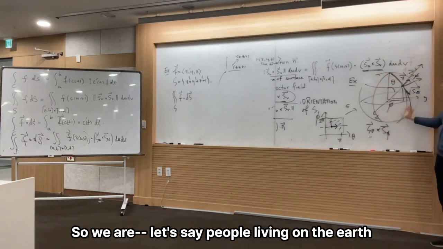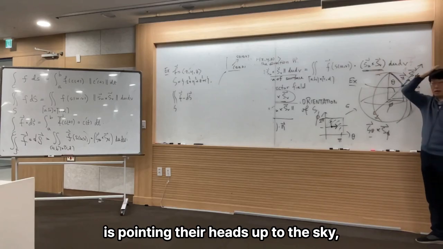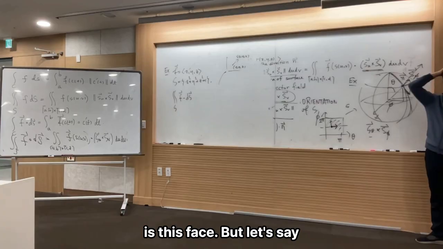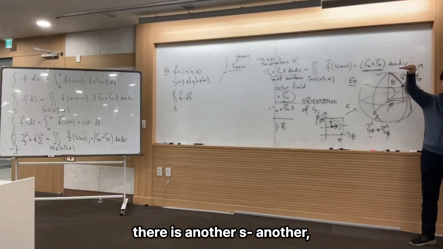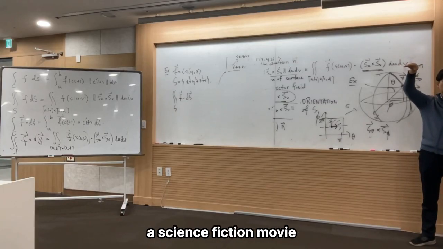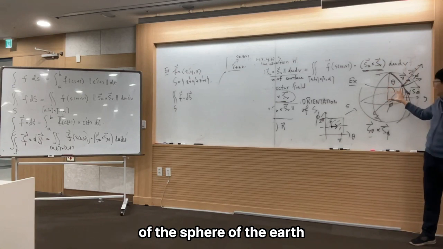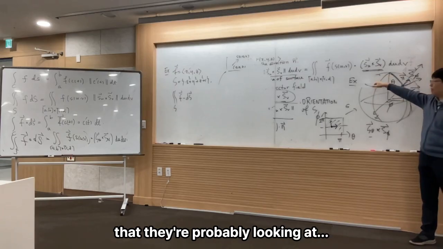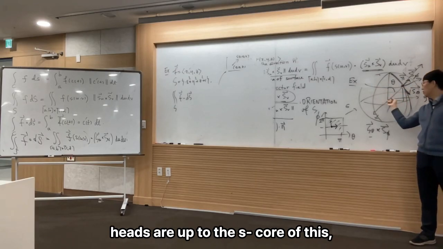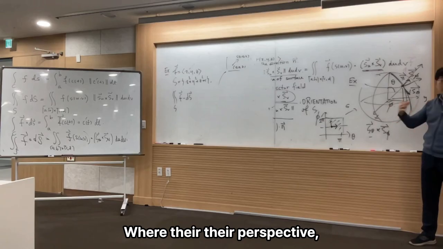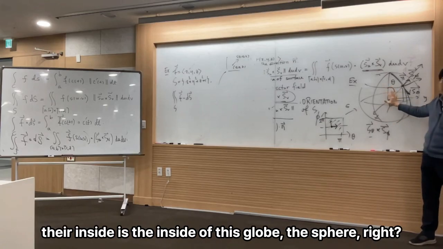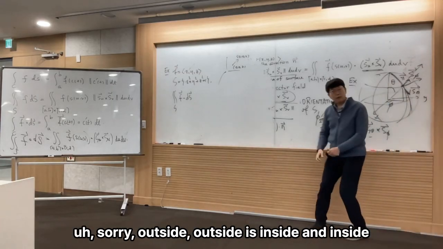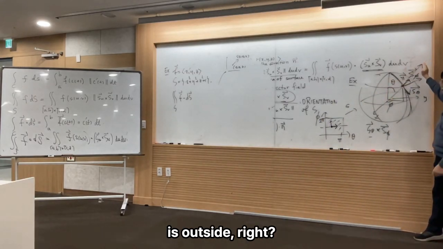So let's say people living on the Earth point their heads up to the sky. That's why the outside of the sphere is space. But let's say there's a science fiction movie where people are living inside the hull of the Earth, with their heads pointing toward the core of this sphere. From their perspective, their inside is the inside of this globe, and the outside is the outside of this. Outside is inside, and inside is outside, right?